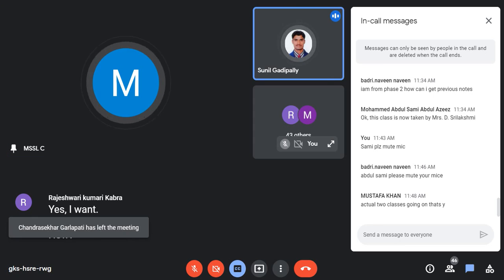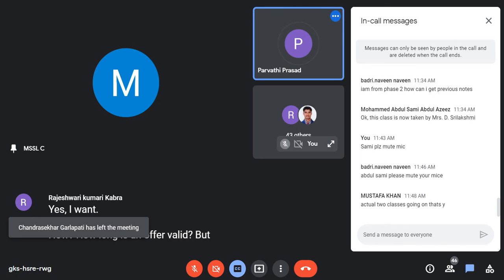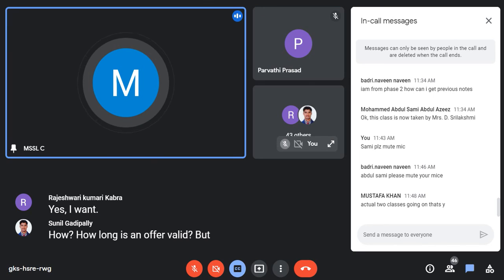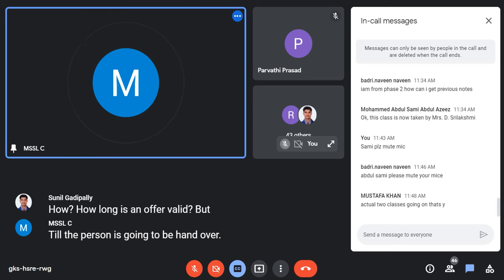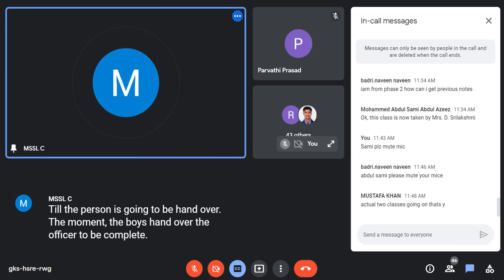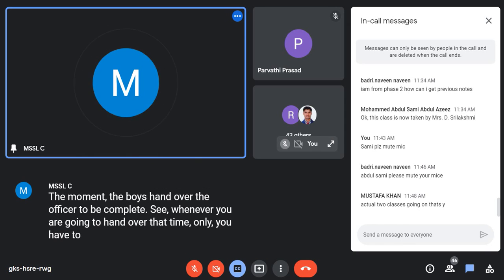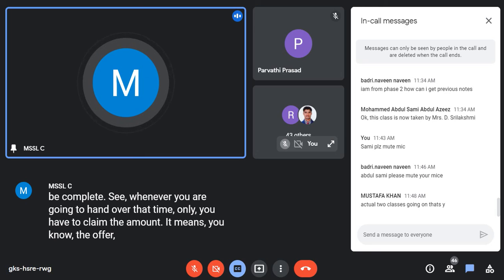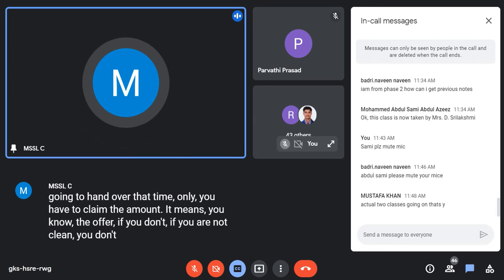How long is an offer valid, madam? Till the person hands over, someone else will come and take over. Yes, Mr. Srinivas, you want to say something? The moment the boy is handed over, the offer is said to be complete. Thank you very much, sir. That was very important. Whenever you hand over, at that time only you have to claim the amount. It means you know the offer. If you have not claimed, you don't know the offer, and don't ask me to make the payment.